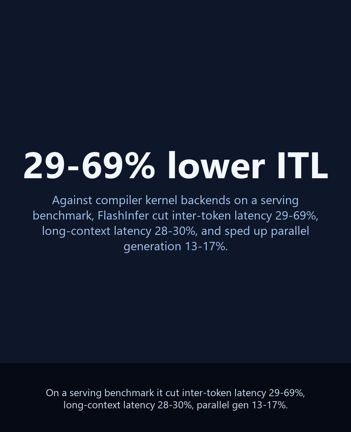The numbers back it up. Against compiler-based kernel backends on a standard serving benchmark, FlashInfer cut inter-token latency by 29 to 69%. For long context inference, it trimmed latency by 28 to 30%, and for parallel generation, it delivered a 13 to 17% speedup. Faster tokens on the very same hardware.